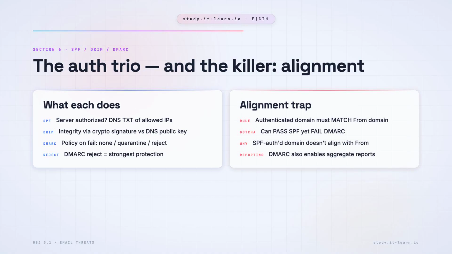The killer concept is alignment. DMARC requires the authenticated domain to match the From domain. So a message can pass SPF and still fail DMARC when the SPF-authenticated domain doesn't align with From. A DMARC policy of reject is the strongest protection.